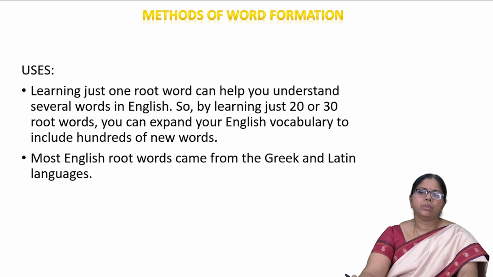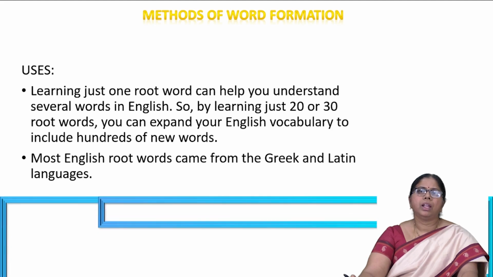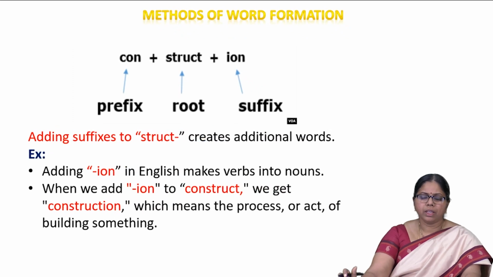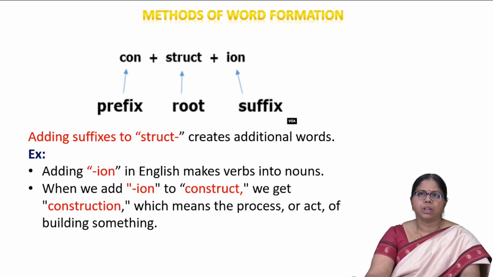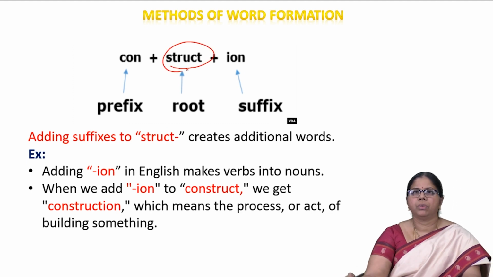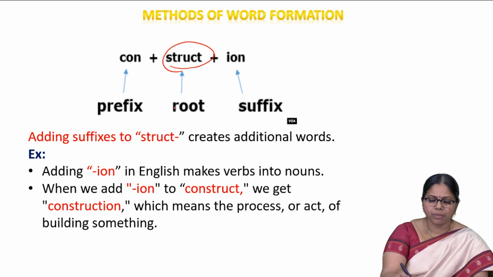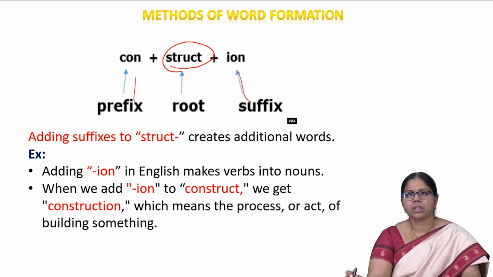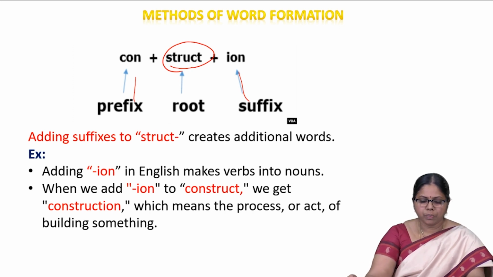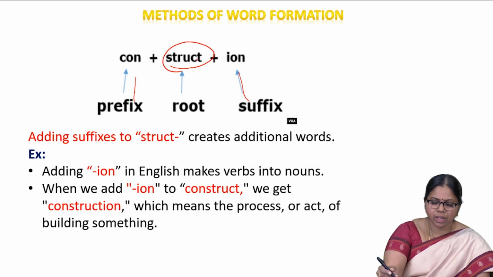So learning the meaning of the root words is very important. Most of the English root words came from the Greek and Latin languages. As an example, you can take the word construction. In this word, struct is the root word. To this struct, we have added the prefix con and the suffix ion, and we have got the new word construction.